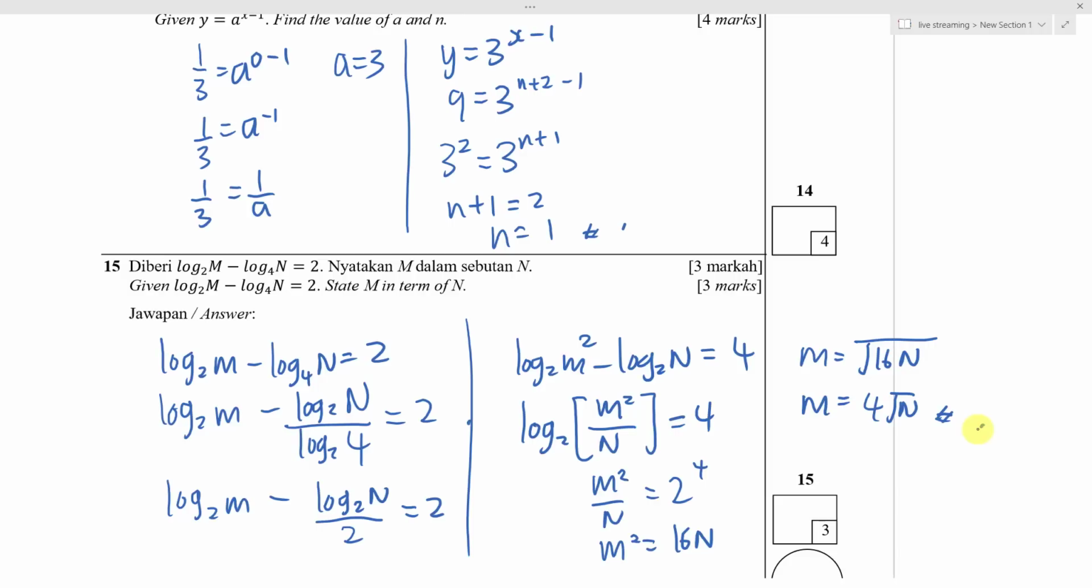Okay, so no need for plus minus. Yeah, you can do the plus minus, but let me see. No, you don't need to do plus minus because m cannot be negative. If you try to substitute negative m into log base 2 of m, you basically get a math error. So in this case, you shouldn't do the negative because the argument of a log cannot be negative.